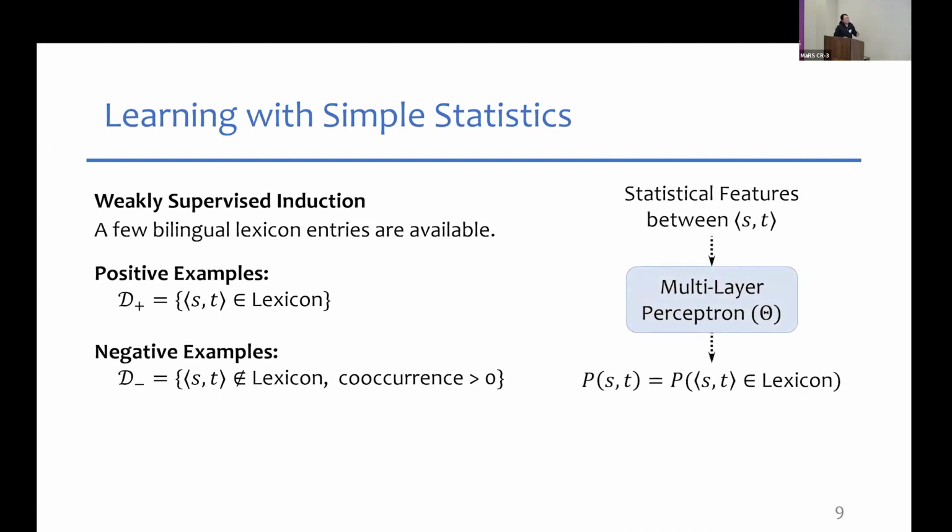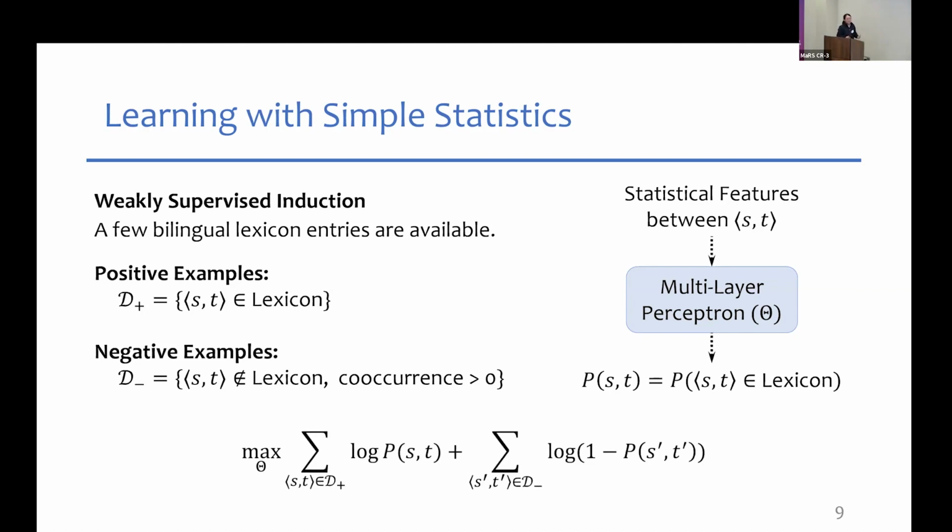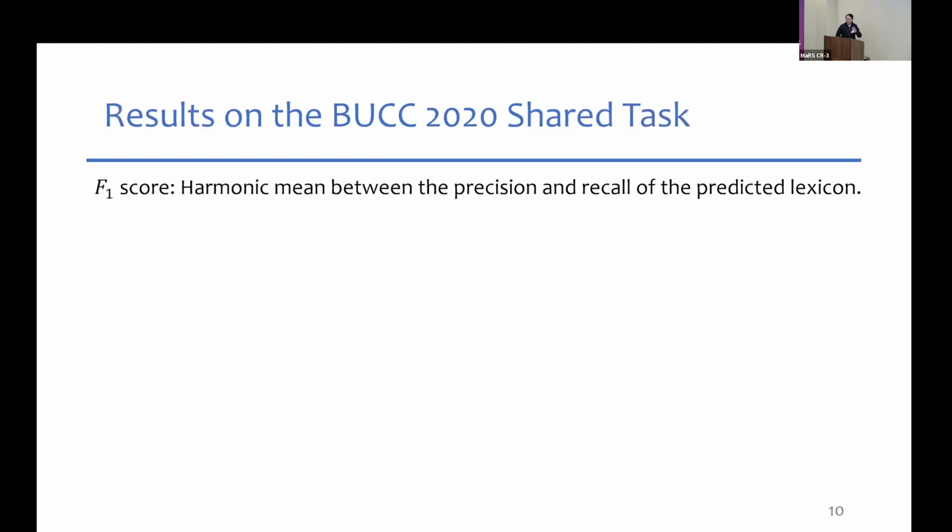The model we employ is basically to input the concatenation of the statistic features into a multi-layer perceptron and predict the probability of a pair of S and T to be in the lexicon. The loss is simply the negative log likelihood, or to maximize the log likelihood. And here's a quick look at the results. We use F1 score to measure the performance, which is the harmonic mean between the precision and recall between the predicted and the ground truth lexicon.